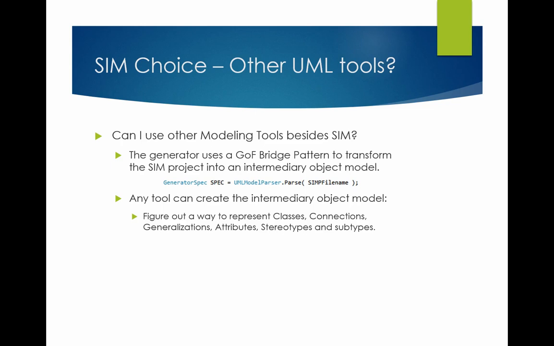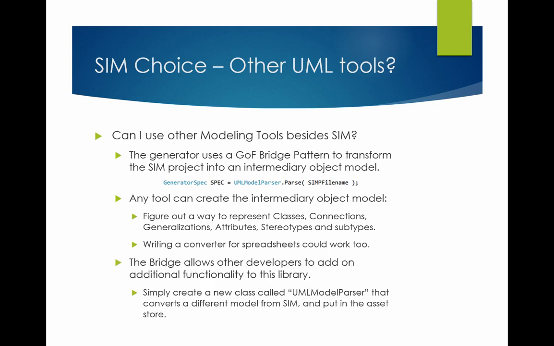Now, one thing that's kind of important and kind of funny at the same time is you don't actually need to use a UML modeling tool at all. If you really want to and you really need to, you can actually use spreadsheets. If you think about it, all you have to do is figure out some way to represent these six things that I've mentioned. You can do it in spreadsheets, text documents, XML documents, it doesn't really matter what it is. If you can write a converter that takes your spreadsheets and transforms them into a generator spec object, perfect, works great. So that's kind of cool that way.